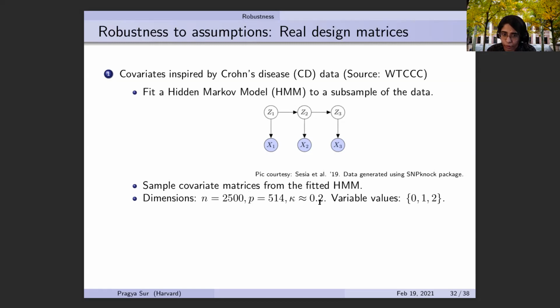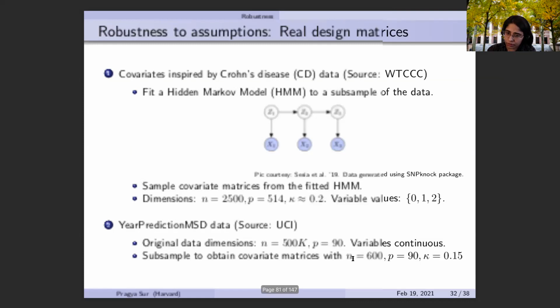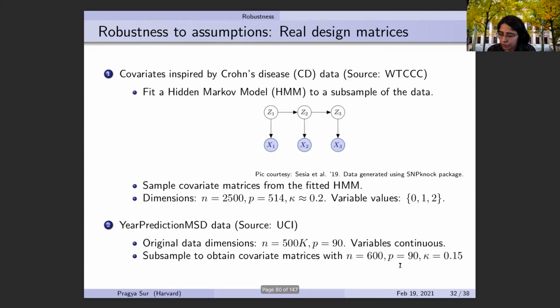So kappa turns out to be 0.2 here. The other setting I'm going to show you is a data set from the UCI repository. This data set is about properties of audio signal files, and so the covariates here are continuous variables. The original data had n to be 500K and p to be 90. We subsample the data to obtain many covariate matrices such that n is 600 and p is 90, so kappa equals 0.15.